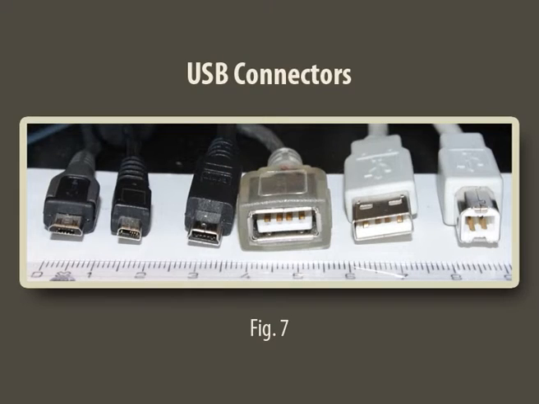USB also supports some more types of connectors which are smaller in size for use in phones and tablets. They are shown with a centimeter ruler in figure 7. A variety of 6 USB connectors are shown from left to right: male micro USB B type, USB 1.1 micro, male mini USB 5 pin B type, female A type, male A type, male B type.